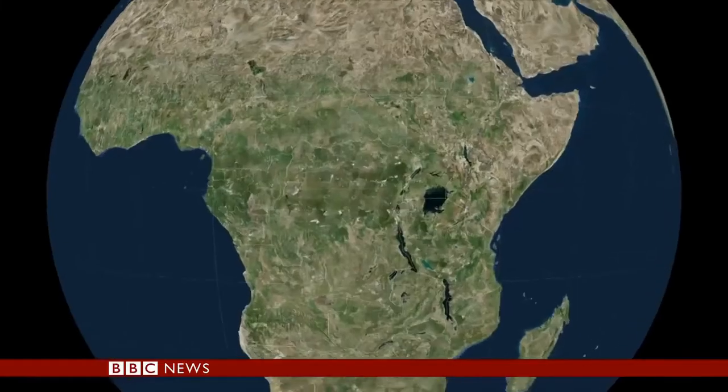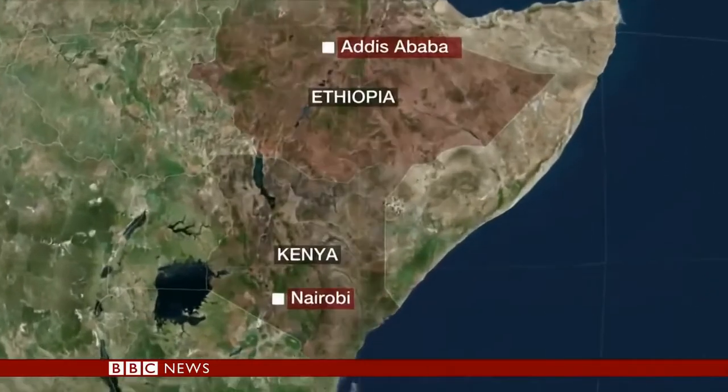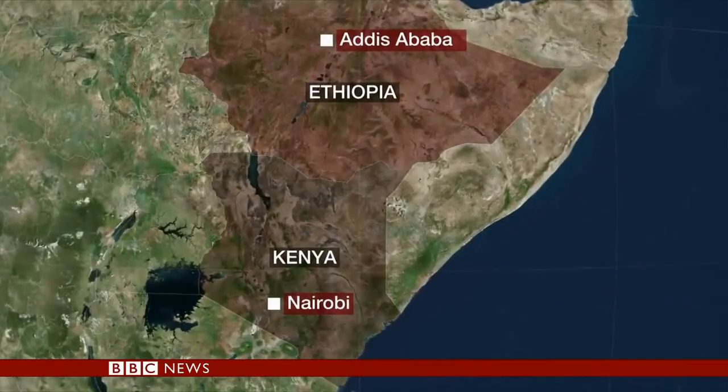The Boeing 737 MAX was heading to the Kenyan capital, Nairobi, when air traffic control lost contact just 6 minutes after takeoff. It's not yet known what caused this crash. A recovery operation is underway southeast of Addis Ababa.